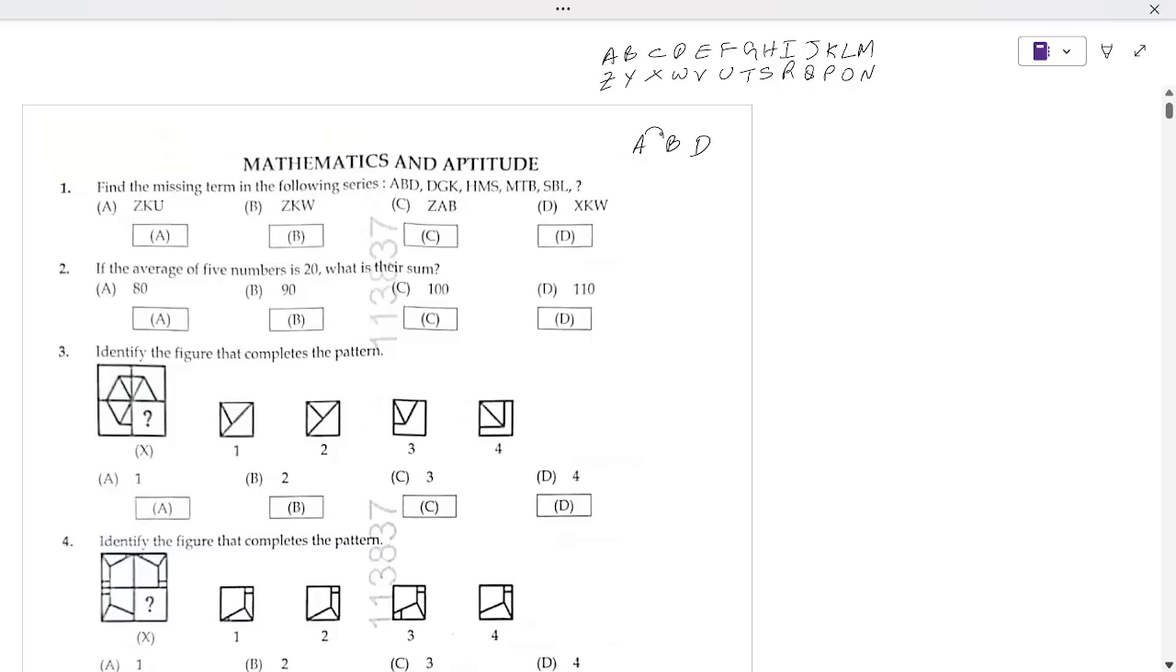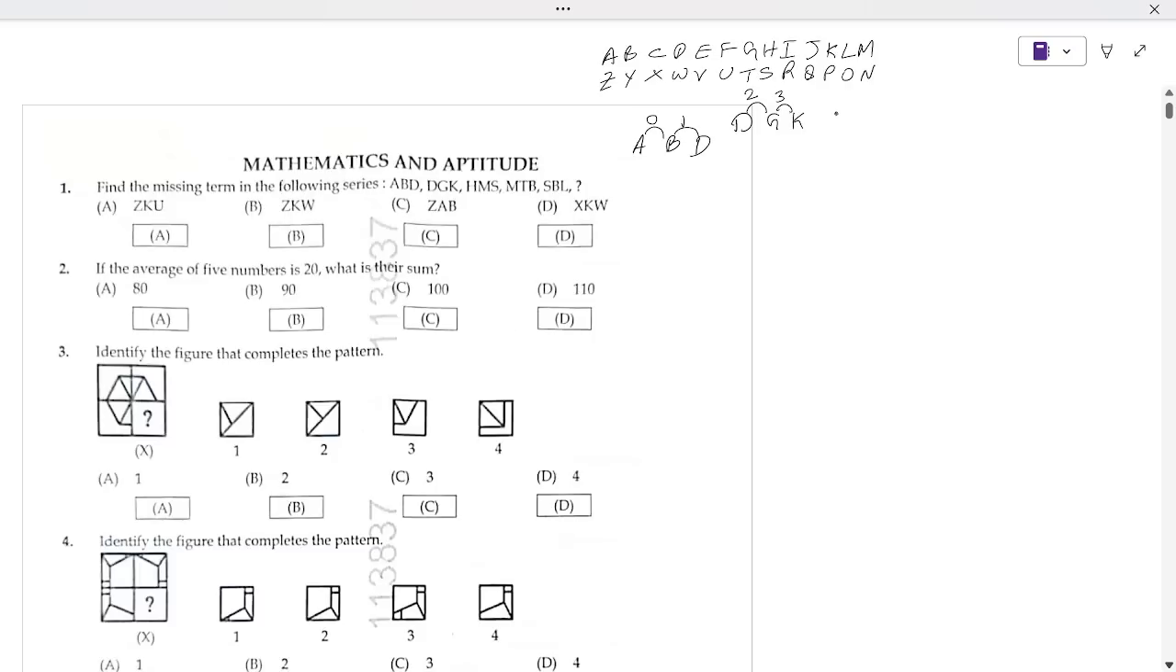A arrow B, as a next, is what? C arrow D. That means it is 0, 1: after A the next is B, and then B, C, and D. Let's check the next one. D, G, and K. That means D, then E and F is 2, and G, H, I, J, and K is 3. So this can be what? 0, 1, 2, 3, 4, 5.